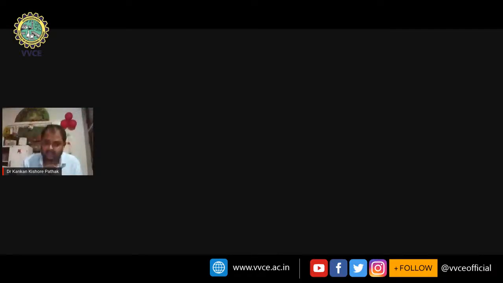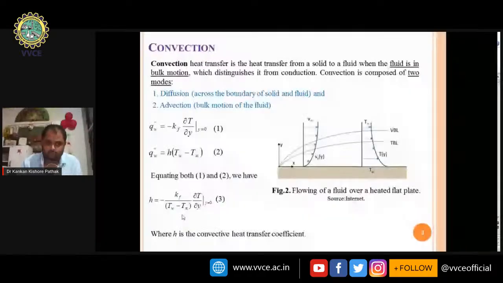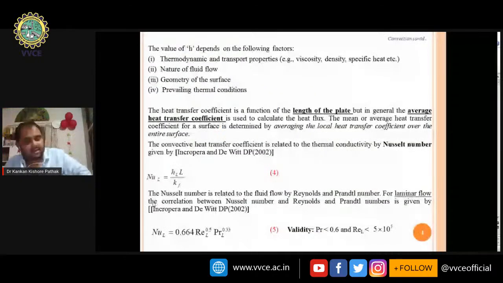So now this h is generally the heat transfer coefficient. Now you can see in this figure that the value of h depends upon certain factors. What are those factors? The first factor is the thermodynamic and transport properties. The transport properties mean viscosity, density, specific heat, etc., and the nature of the fluid. How the fluid flows: is it forced or natural? Depending on the nature of fluid flow, heat transfer will be different.